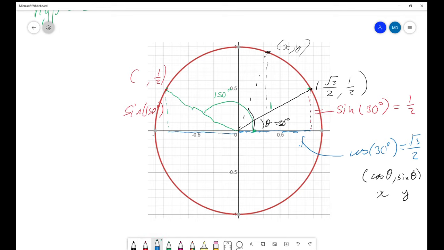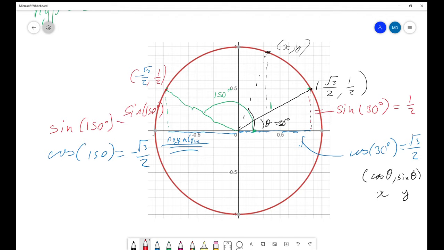Well, the cosine is exactly the same length, but it's going negative. And that's so important, it's going negative. And so this is going to end up as minus √3/2. It's exactly the same, but negative. And using this, we can find sine and cosine of absolutely any angle at all. So cosine of 150 is negative √3/2. And sine of 150 is exactly the same as sine of 30, which is a half.